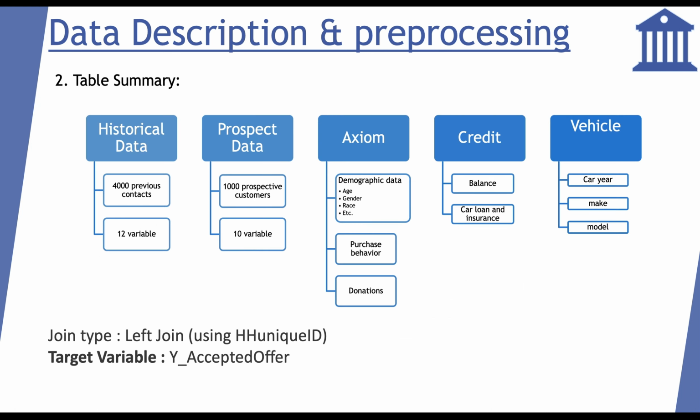The data that we were provided was the historical data of 4,000 previous contacts, the prospective customers list, demographic data, credit data, and the vehicle data. Based on these 4,000 calls, we left joined all of the data. So our base data is the historical data, based on the previous campaign calls. And the target variable we have used is Y accepted offer, because we want the highest user acceptance rate using this model.